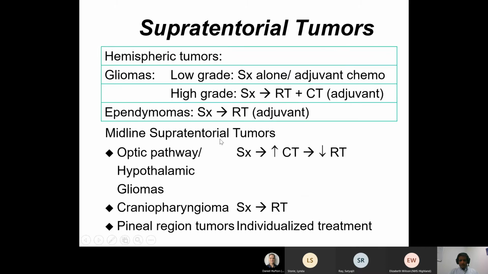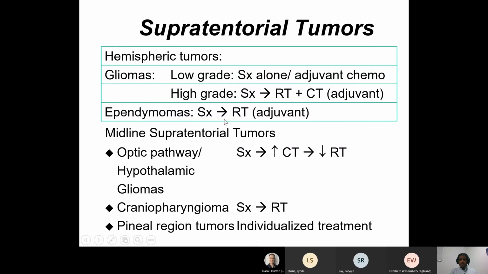Then the hemispheric tumors, the supratentorial tumors, when they are happening in the cerebellar hemispheres or in the midline. For low-grade gliomas, surgery alone, plus or minus adjuvant chemotherapy if they are recurrent or if there is incomplete resection. If they are high-grade, surgery is the mainstay, followed by radiotherapy, and temozolomide chemotherapy can be considered.